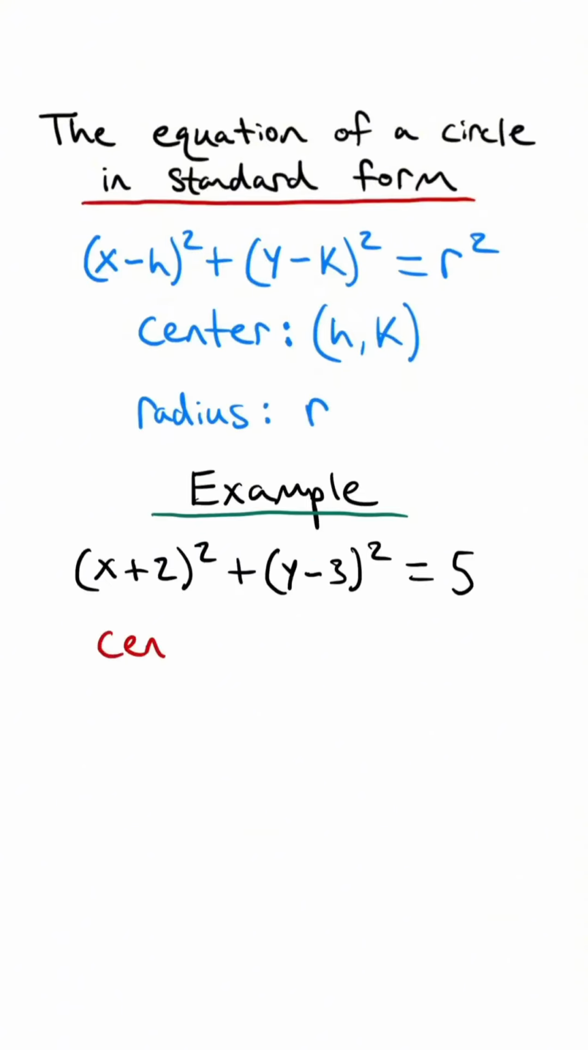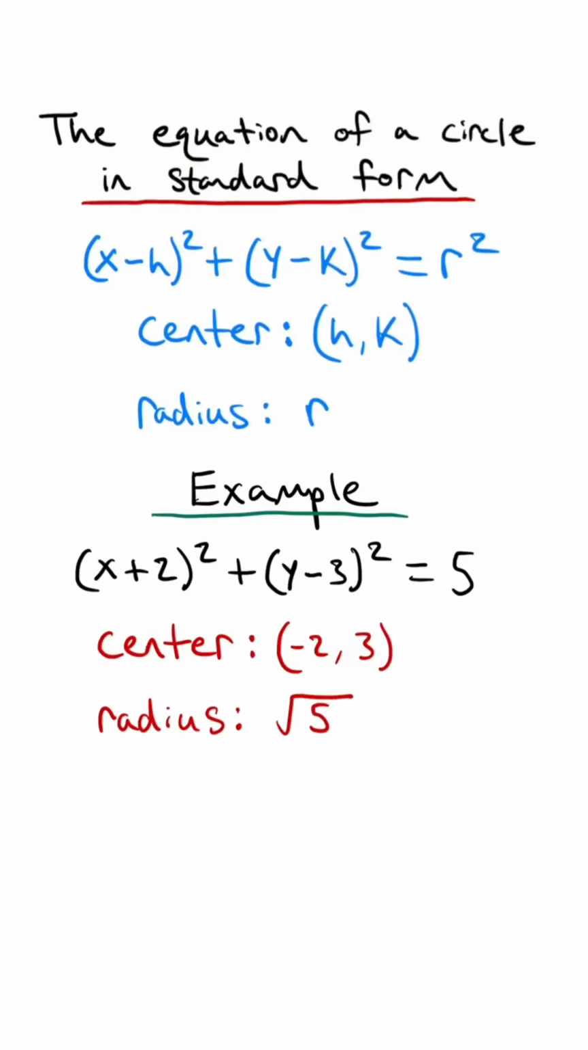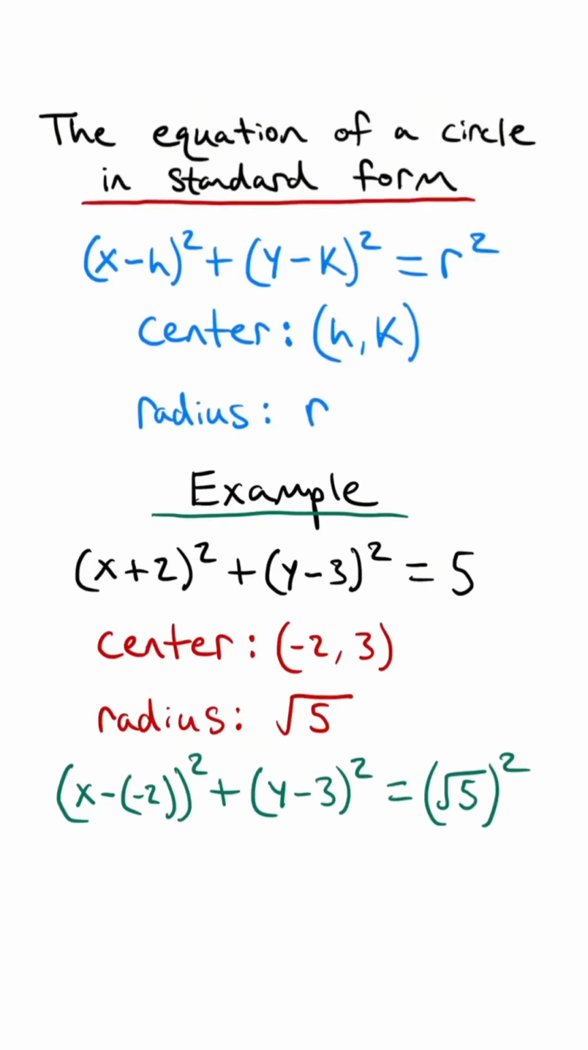For example, this is the equation of a circle with a center at (-2, 3) and a radius of the square root of 5. We could even rewrite this equation to make this more clear. Adding 2 is the same as subtracting -2, and 5 is equal to the square root of 5 squared.